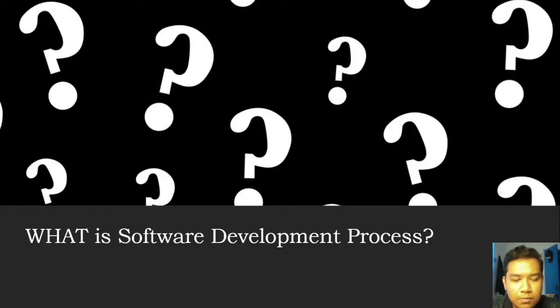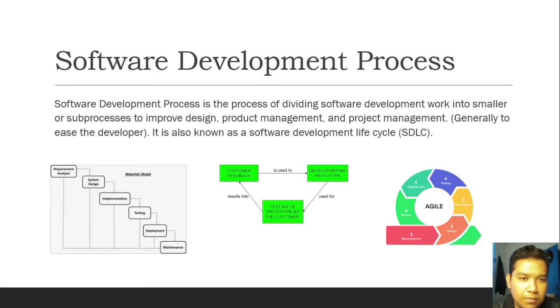And I'm going to present about trend in software development process. What is software development process? Software development process is the process of dividing software development work into smaller sub-processes to improve design, product management, and others. Generally, it is to ease the developer and the team. It is also known as the software development life cycle.